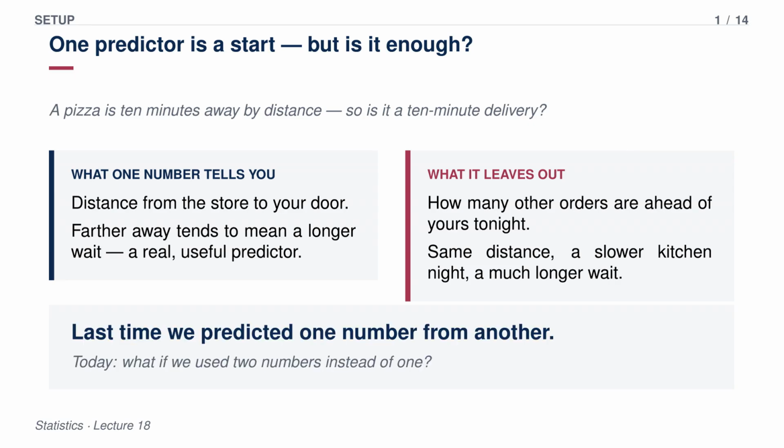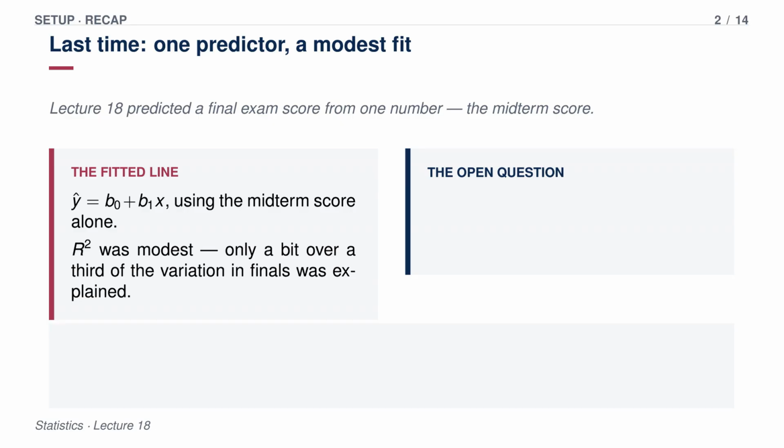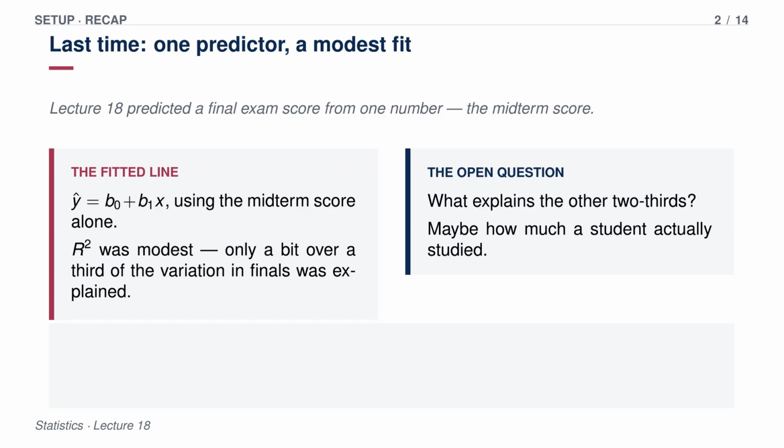Last time we predicted one number from another. Today, what if we used 2 numbers instead of 1? Quick recap. 9 students, a midterm score predicting a final score, a fitted line, y hat equals b naught plus b1x. R squared came out around a third. 2/3 of why finals varied wasn't explained by the midterm at all. So what's hiding in that other 2/3?